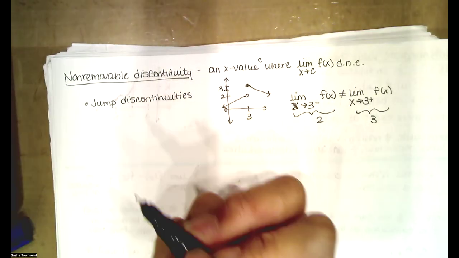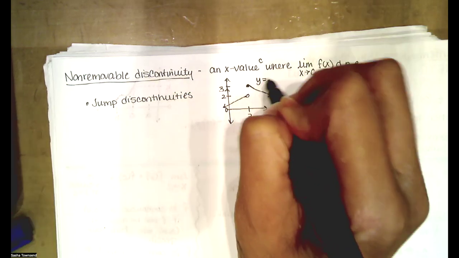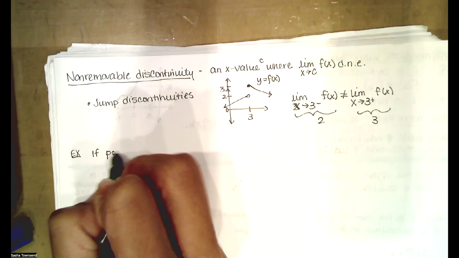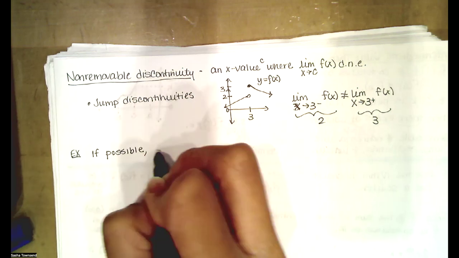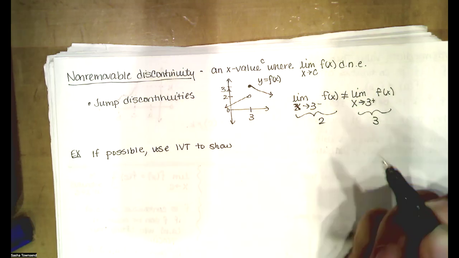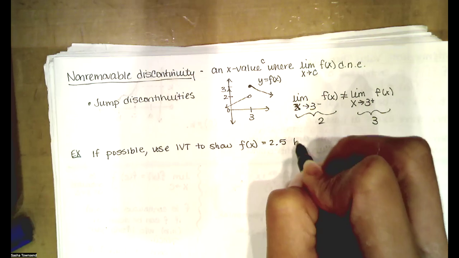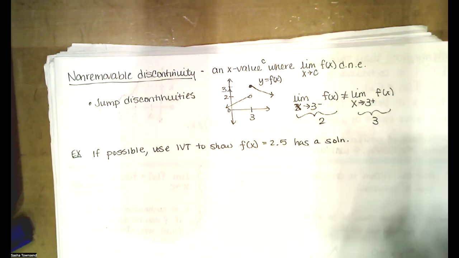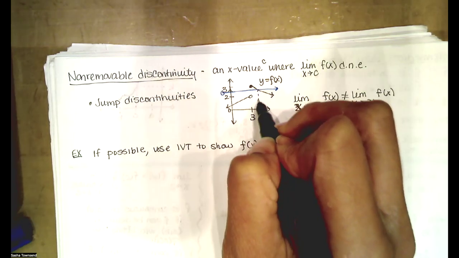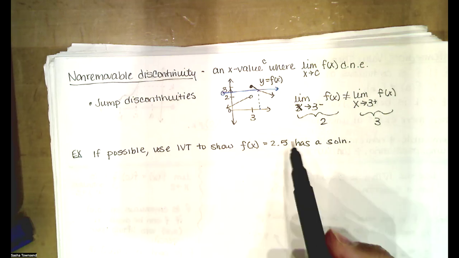Now, if we are looking at an intermediate value theorem problem, let's say that this is our function, y equals f of x. Maybe the problem statement says, if possible, use the intermediate value theorem to show that f of x equals 2.5 has a solution. Well, we can see graphically that f of x equals 2.5 has a solution. It's whatever that x value is right there. But is it possible to use that theorem to show that that's true?